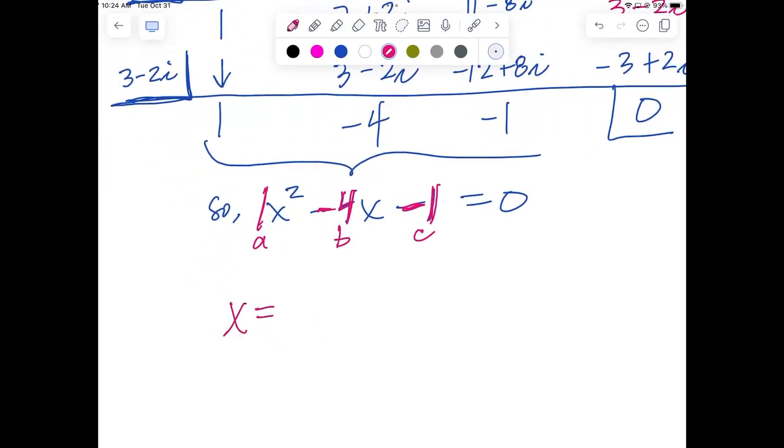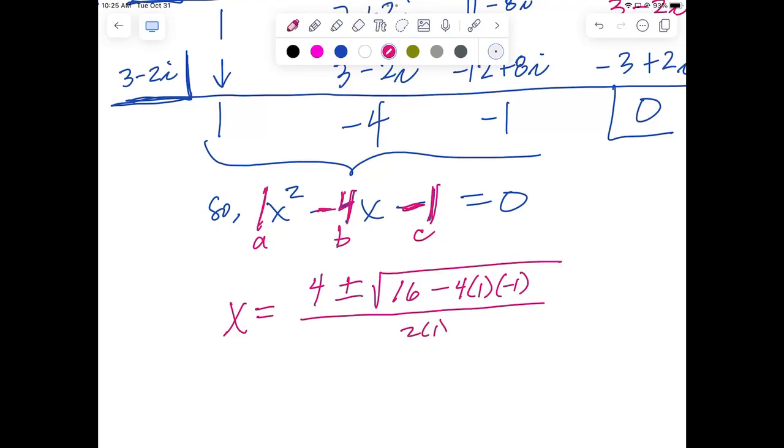So that means x must equal, and this is where the Algebra 2 kids messed up on their quiz yesterday. If B is negative 4 and the theorem has a negative B in front, that's the opposite of B. What's the opposite of negative 4? Positive 4. Plus or minus the square root of B squared. Be careful. What is negative 4 squared? 16, not negative 16. Be careful when you B squared. So B squared minus 4 times A, which is 1, times C, which is negative 1. All of that over 2A, which is 2 times 1.